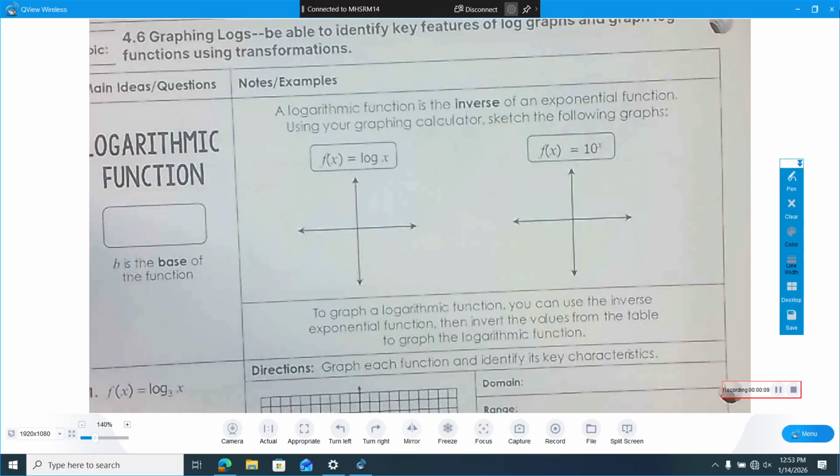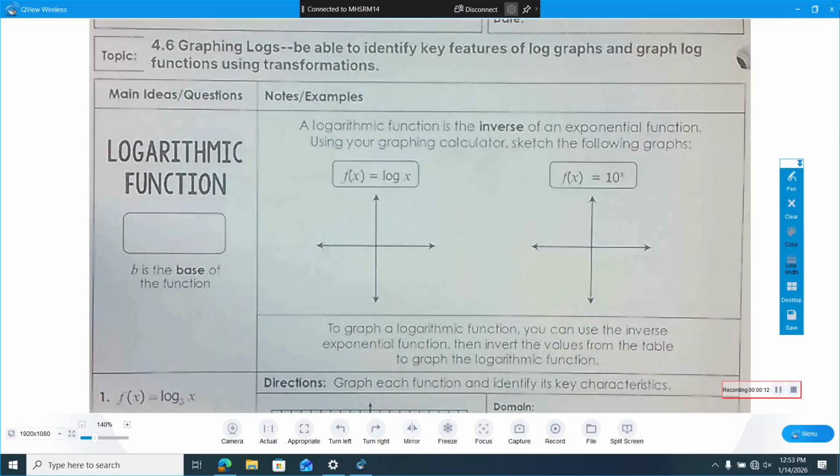All right. Oh, yeah, you can't really see that, can you? Oops, wrong button. There we go. All right, here we go.